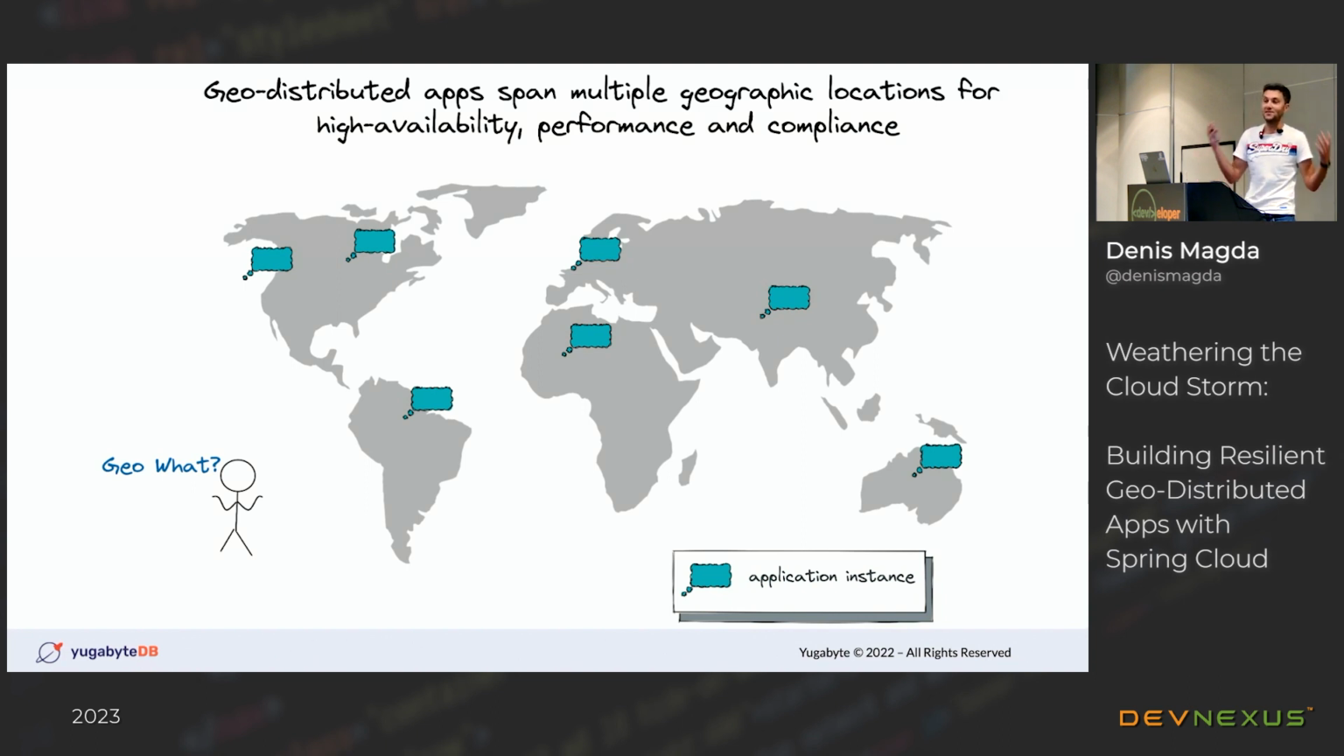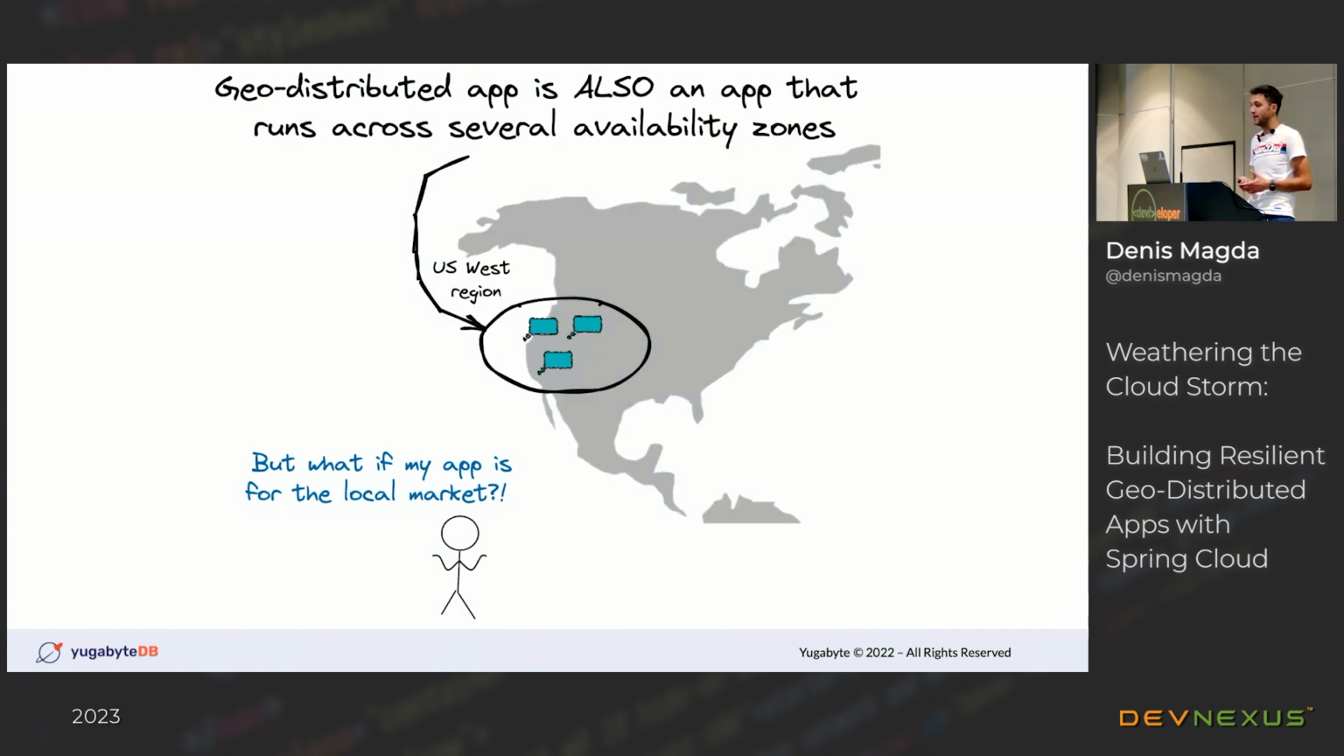On this picture, you can see that the boundaries of the geography are broad, and some applications run across multiple continents, right? But that doesn't mean that if you don't create applications that work across multiple continents, this talk is not for you. It's certainly still for you, because a geo-distributed application is also an application that is deployed across multiple availability zones within a single region.